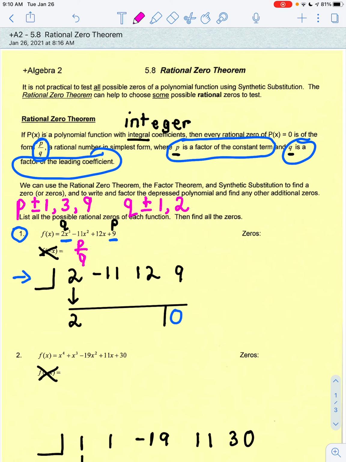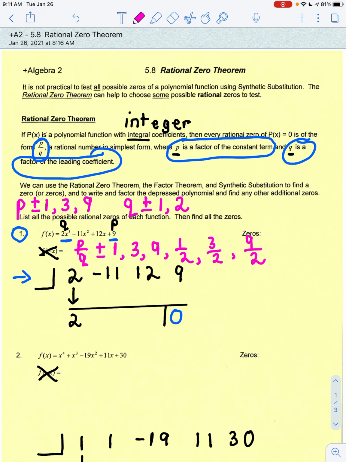But p over q is going to be all the p factors over all the q factors, and I need to think of them separately. So I take 1 over 1, which is 1, 3 over 1, which is 3, 9 over 1, which is 9, and then I take each of those p factors over 2, so that gives me 1/2, 3/2, and 9/2. And remember, I'm trying to solve this equation and find the zeros. The first thing I want to say is I do not want to start with the fractions.